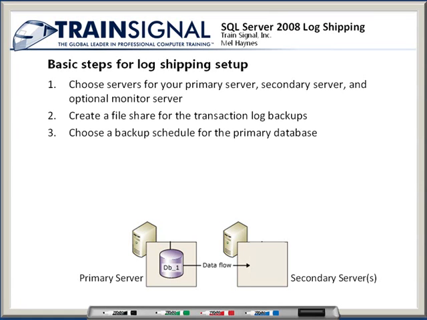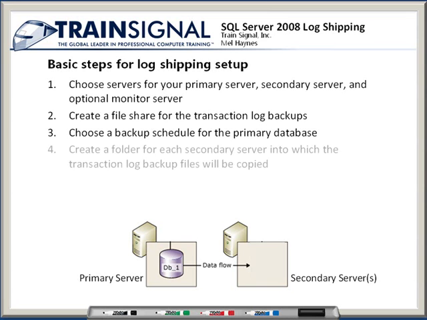Third, choose a backup schedule for your primary database. I went with the default setting, which was every 15 minutes throughout the day. Depending on your database, that could be just fine. Might be way too frequent based on your database, maybe not frequent enough based on your business needs, but you'll need to make that determination and set that up based on what works for you. Fourth, create a folder on each secondary server into which the transaction log files will be shipped or copied. So once again, in my case, there were really just two folders under a subfolder, and that's fine for this case, and for the amount of data we're working with, the Veronica's, it's just fine.